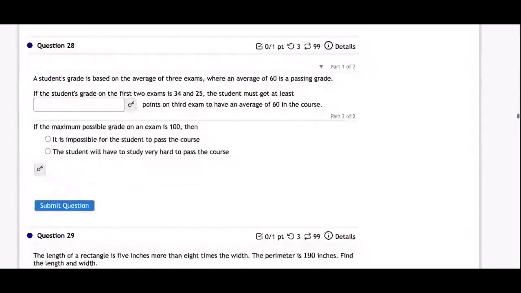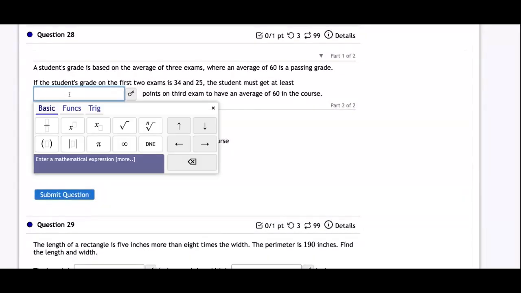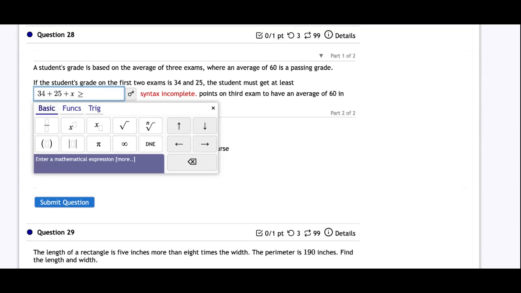A student's grade is based on the average of 3 exams, where an average of 60 is a passing grade. If the student's grades on the first two exams are 34 and 25, so 34 plus 25, the student must get at least how many points on the third exam to have an average of 60 in the course. Let's see, we don't know, let's call it x. It has to be greater than or equal to 60, right?